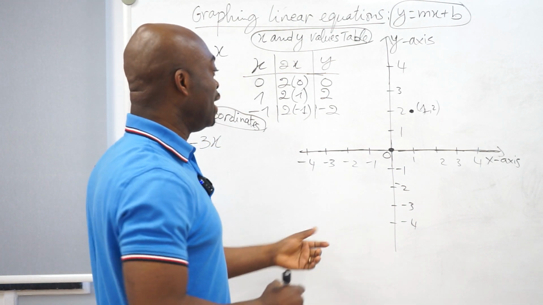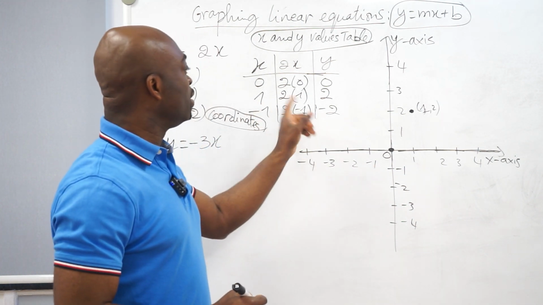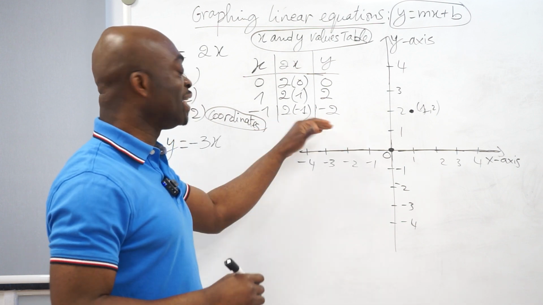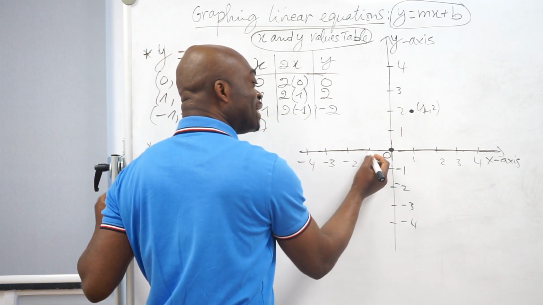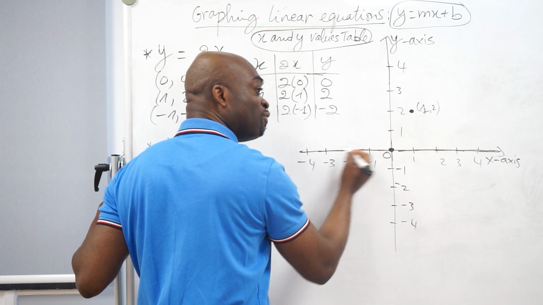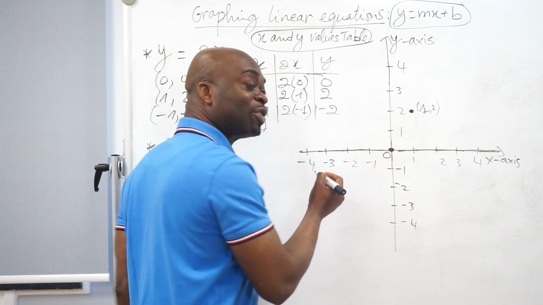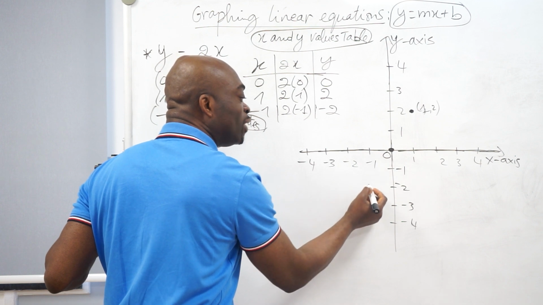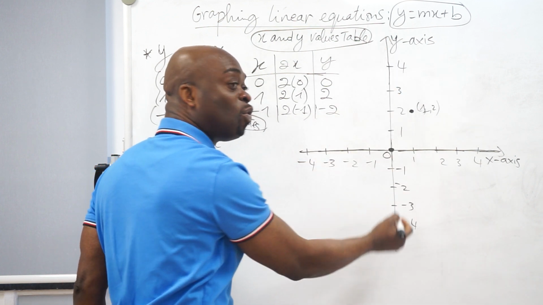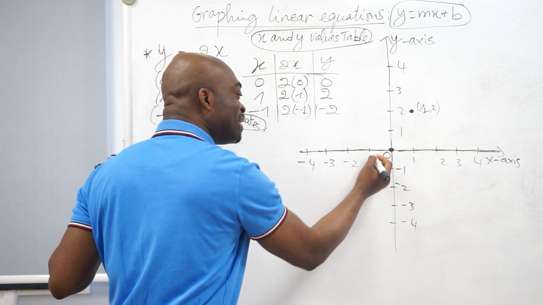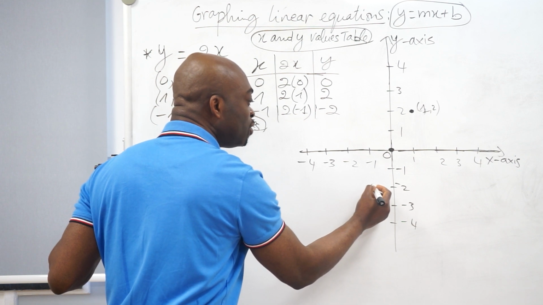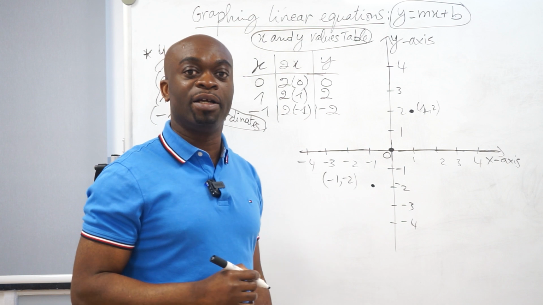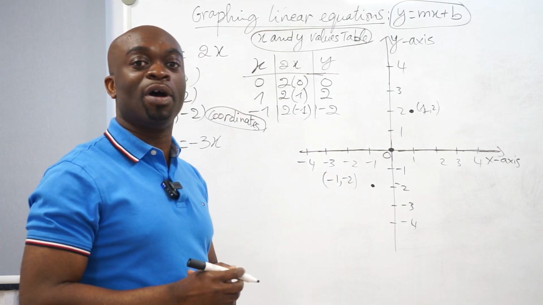All right? And then you continue. So you have your second point, which is 1, 2. First one is 0, 0. So your third point is negative 1, negative 2. So negative 1 is on the left side of the horizontal line, which is the x-axis, correct? So it's negative 1. And then you have to go down negative 2 because now you're on the y-axis. So you have negative 1 and then negative 2. Okay? So this is how you go about the whole thing.